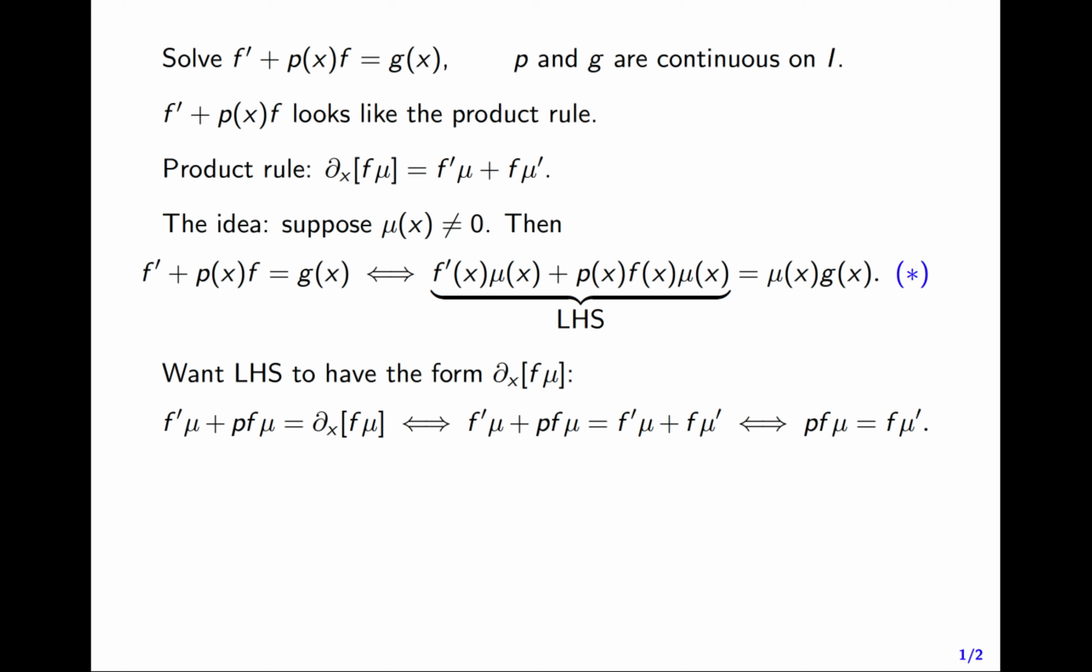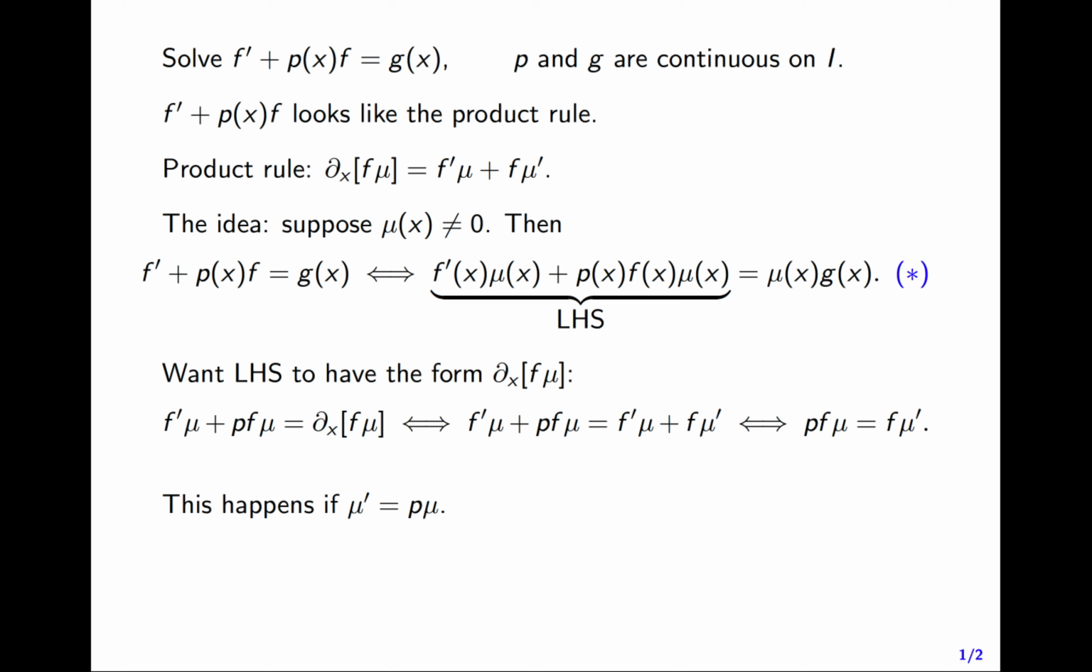Now I don't know what f is. Maybe f's going to be 0 sometimes, maybe it won't be. But I can get this third equality, p f mu equals f mu prime, if I just have the simpler equality, mu prime is equal to p times mu. So this is an ordinary differential equation for my unknown function mu, because remember p is given to me at the start of the problem. And in fact, this is also a linear first-order equation, except it's homogeneous.